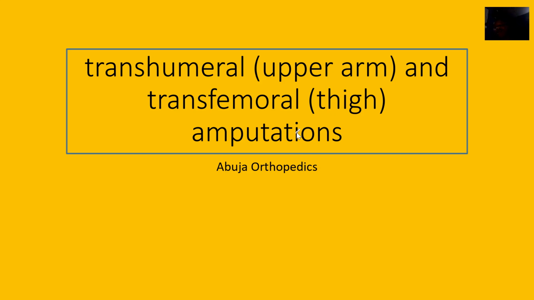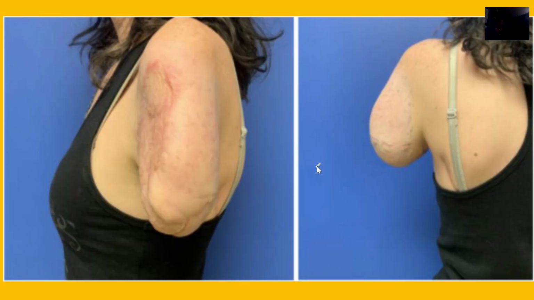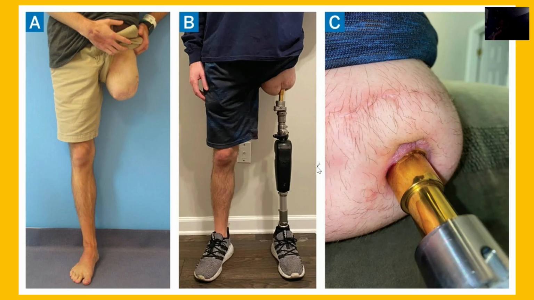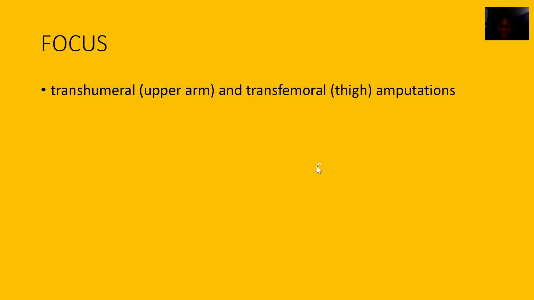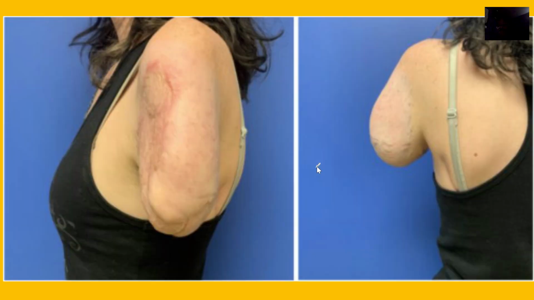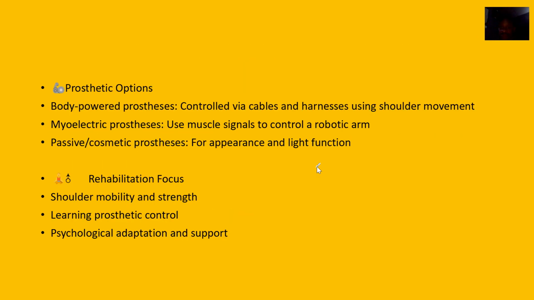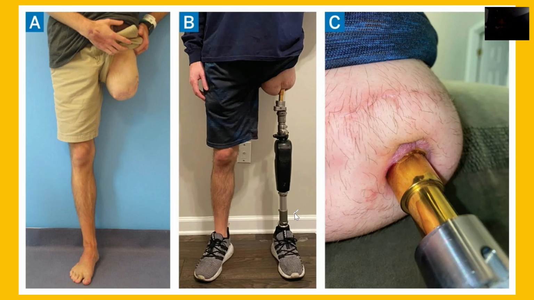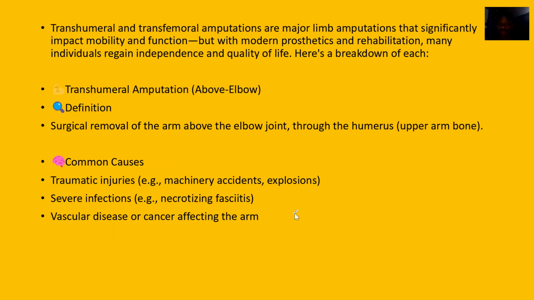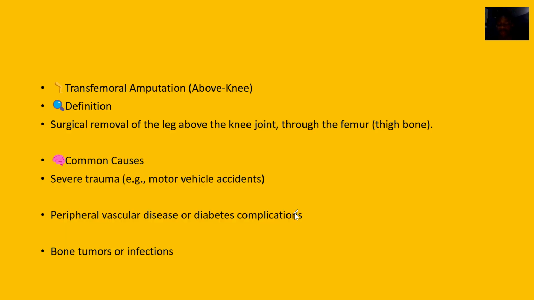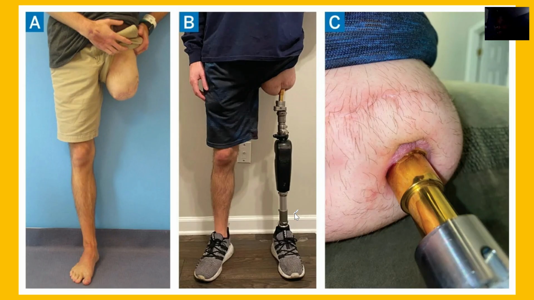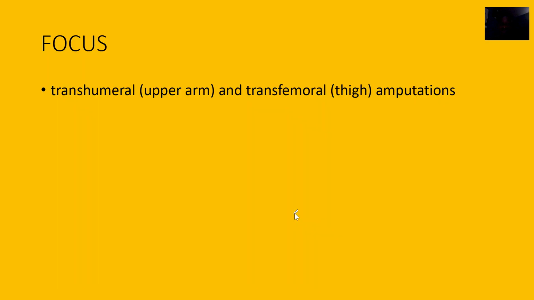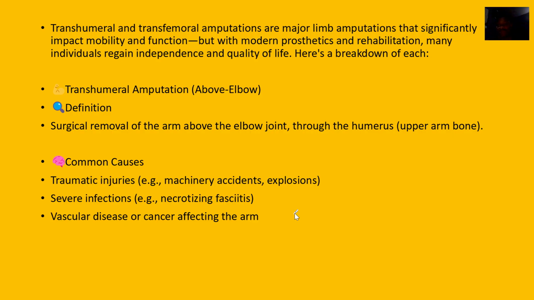So we're talking about the upper arm, and this is the upper arm, right? Upper arm amputation. They will also talk about the transfemoral amputation. So transhumeral, you are cutting the humerus bone of the upper arm, while transfemoral is actually cutting the femoral bone of the lower limb. You understand? So you are cutting somebody. So what it means, we'll discuss them one by one.